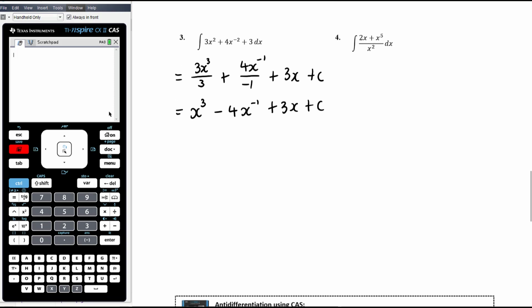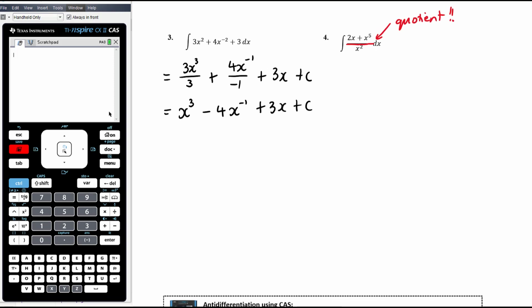Okay, and then example 4 here, we've got a quotient or division of two functions. So we cannot just antidifferentiate the numerator and antidifferentiate the denominator. We must simplify it first. The easiest way to simplify these fractions, I recall when we did differentiation, a lot of you spent a lot of time mucking around with negative powers.